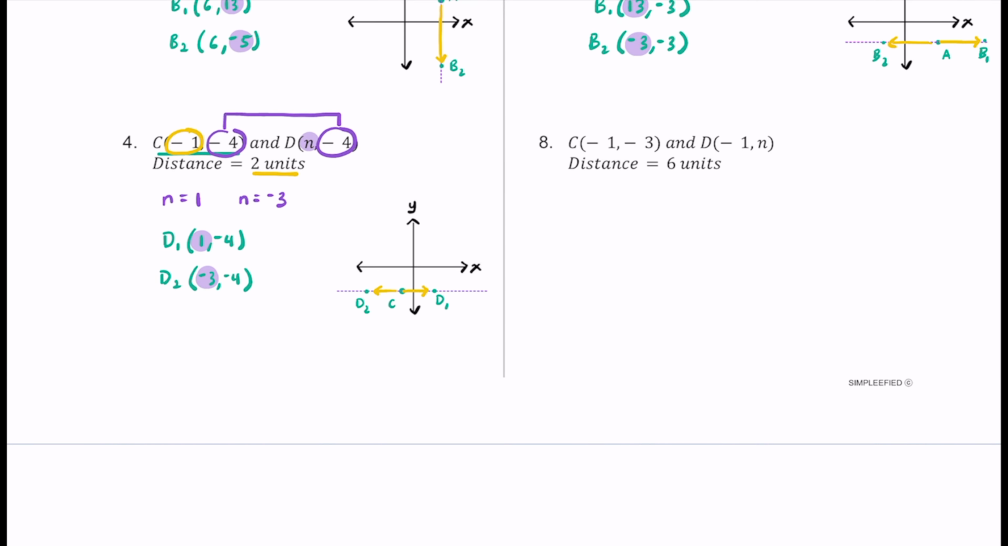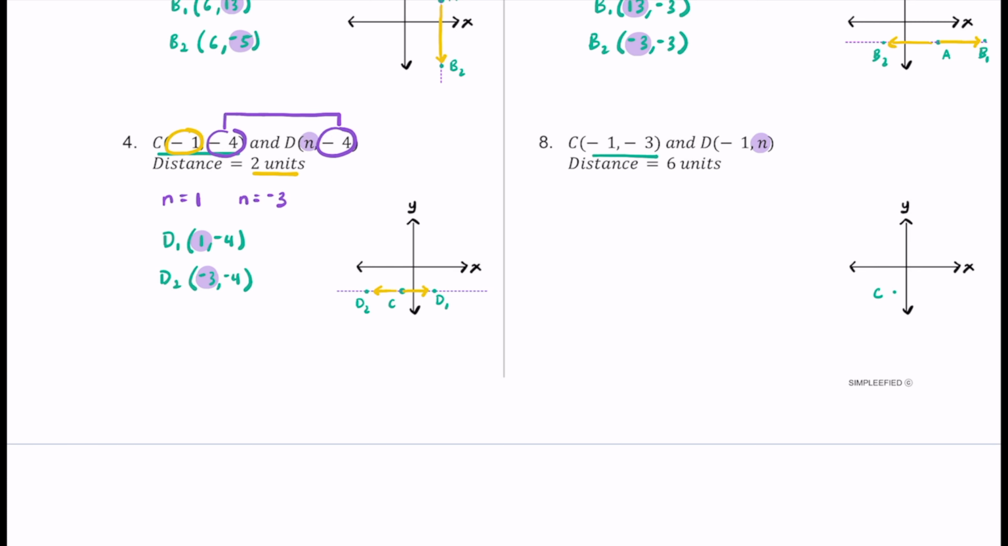Finally, for number 8, we have point C, which is located at (-1, -3), as well as point D, which is (-1, n). n is what we're looking for, so we're missing a y coordinate. Let's start with point C, just because we know the x and the y coordinate here. So we can go ahead and put this point. It's going to start at the origin, move 1 to the left, and then 3 down, maybe something like this. We can call that point C.